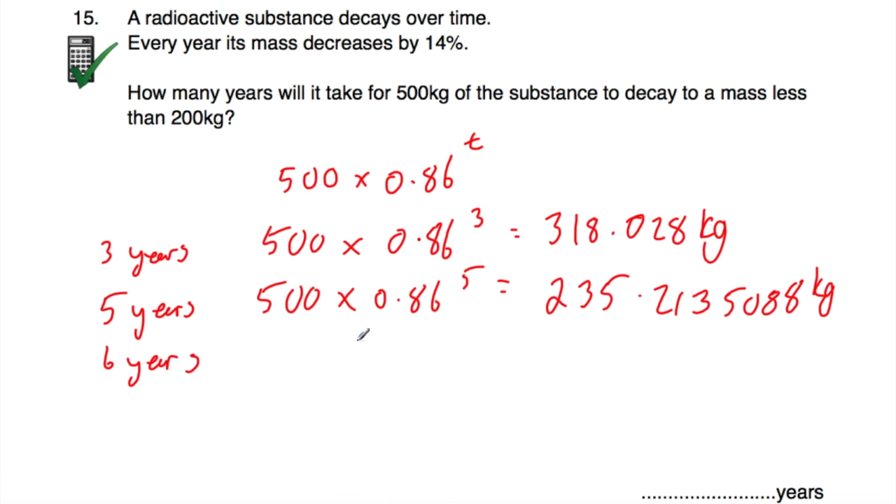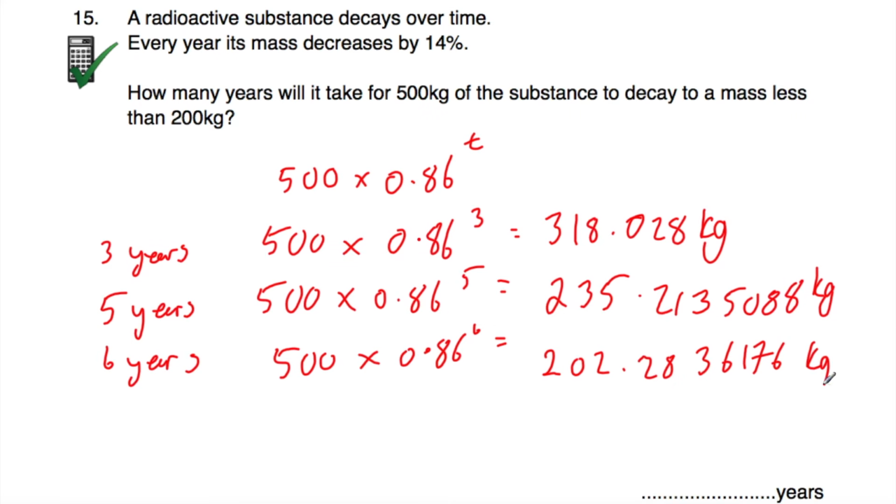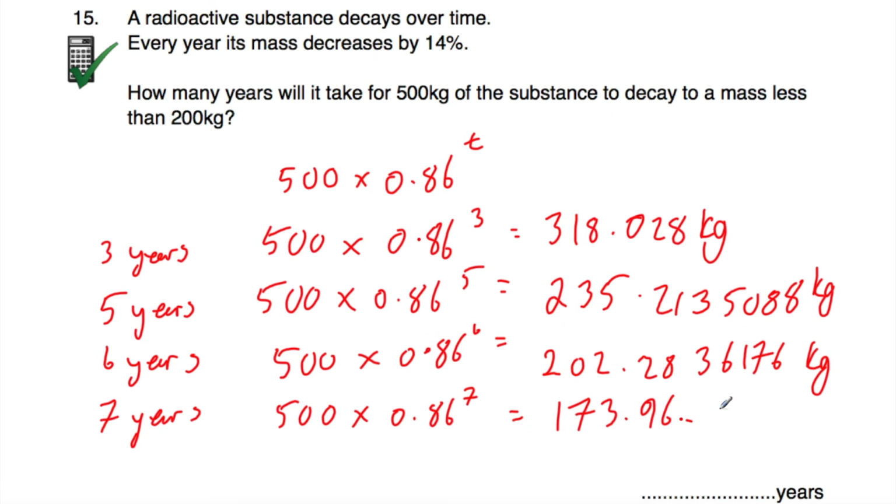So 6 years. So let's change the power from a 5 to a 6. Now here I am writing this down on the page just to make sure that my method is clear to the examiner. So that's 202.2836176 kilograms. So again, that's greater than 200 kilograms. And I'm pretty sure now after 7 years, it'll decrease to below 200 kilograms. So 0.86 to the power of 7. And when we change the power from 6 to 7, the answer is now 173.96 and so on kilograms.